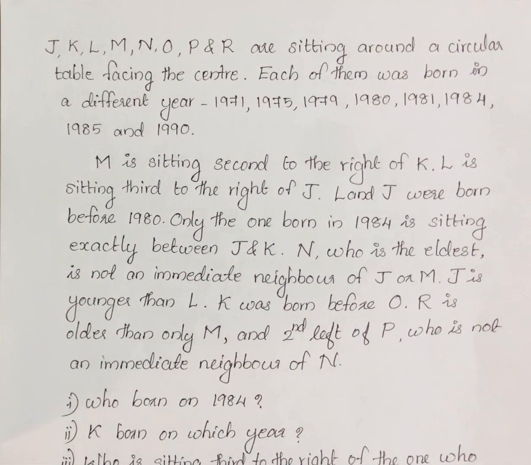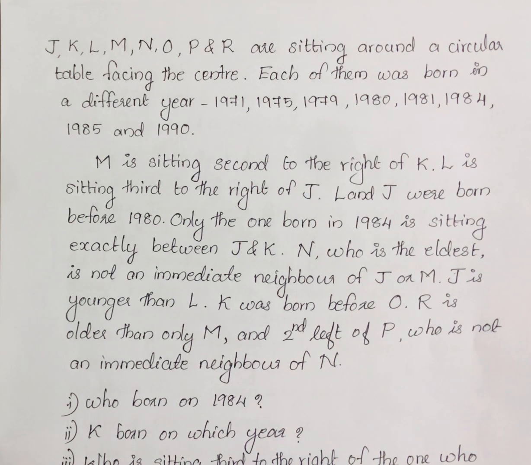First question: J, K, L, M, N, O, P and R are sitting around a circular table facing the center. Each of them was born in a different year: 1971, 1975, 1979, 1980, 1981, 1984, 1985 and 1990. M is sitting second to the right of K. L is sitting third to the right of J. L and J were born before 1980. Only the one born in 1984 is sitting exactly between J and K.